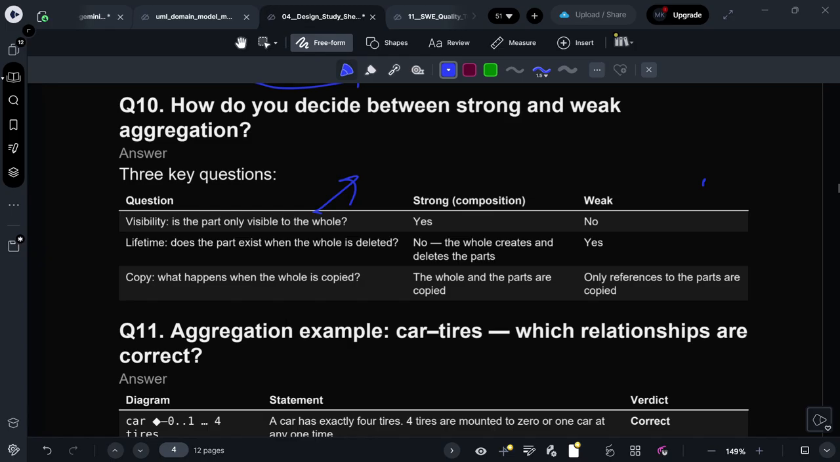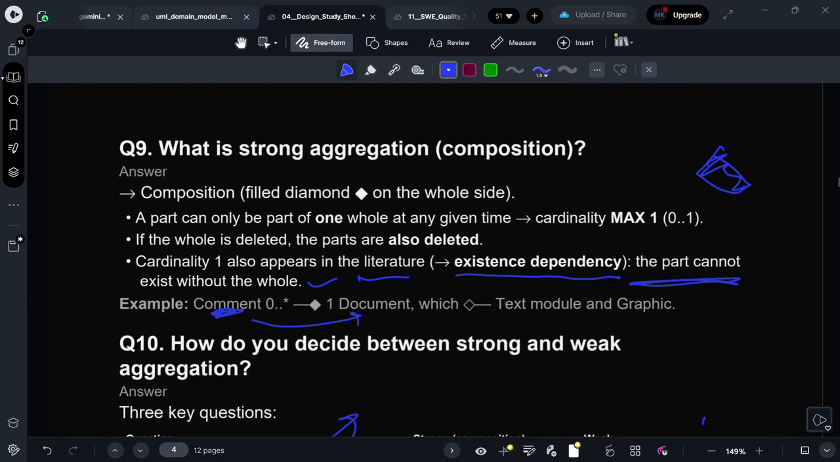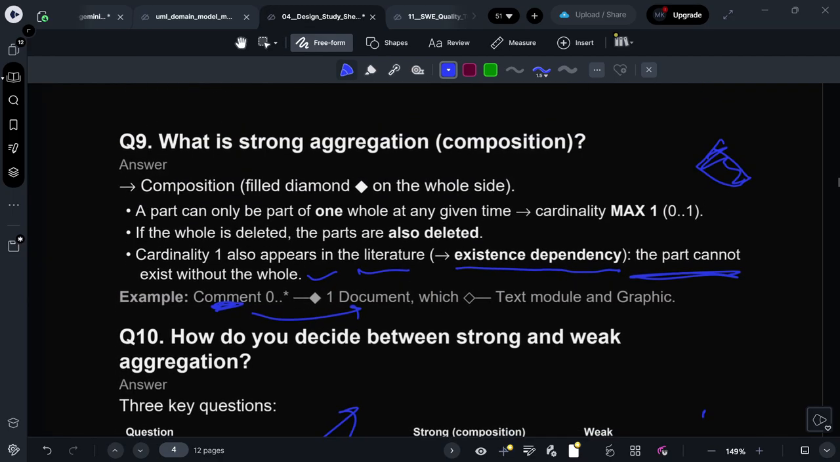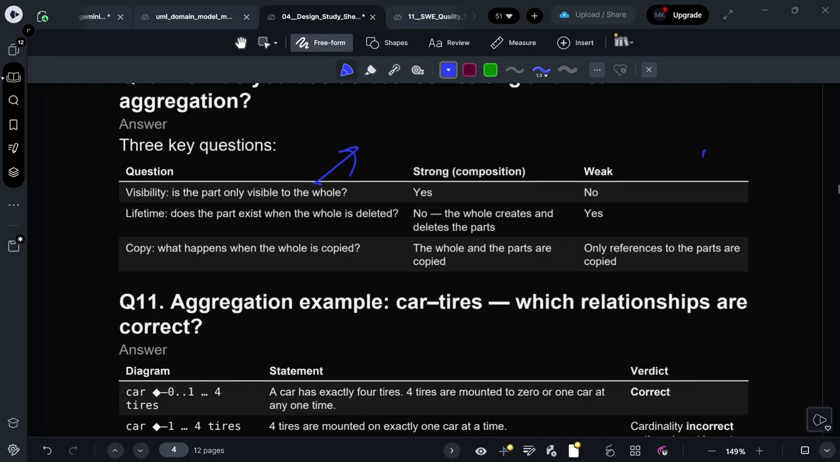is copied? So I hope you also got this point for the comment thing, but anyways, we need to go further into the visibility things. Is the part only visible to the whole? Yes, in a strong composition, yes. In weak, no. Is the part only visible to the whole? Yes, in strong, it's visible to the whole. In weak, no, it's not visible to the whole.